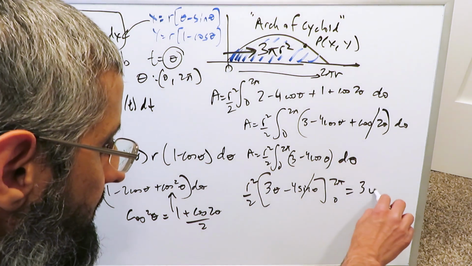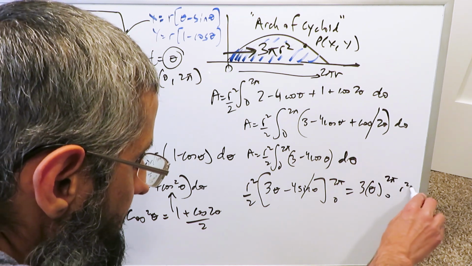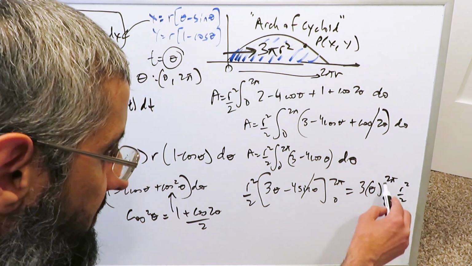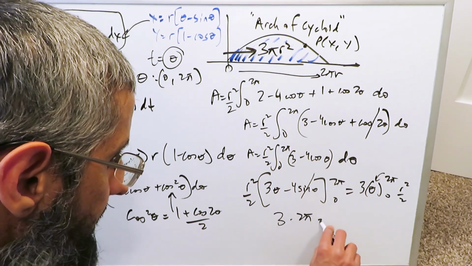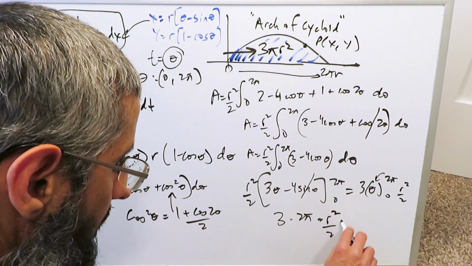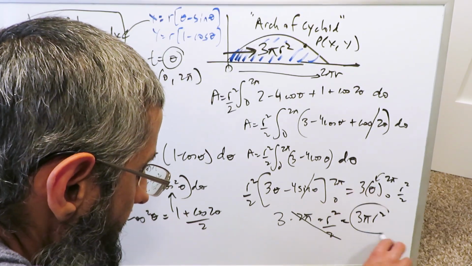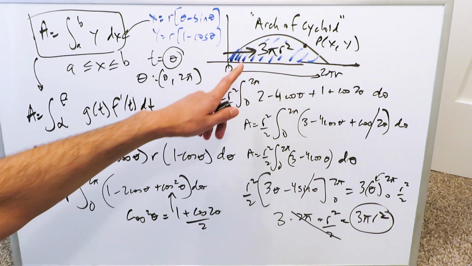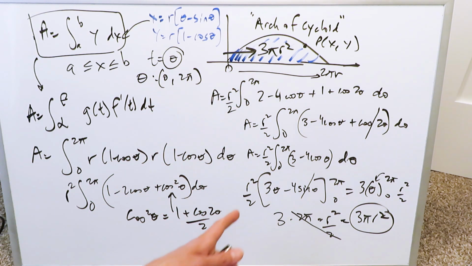All that remains is a 3 theta with a 2 pi, and then you have an r square over 2 sitting outside. The 0 is meaningless, you just put the 2 pi. You're having a 3 times a 2 pi times r square over 2. When you simplify all of this, you're having here a 3 pi r square, which confirms exactly what we wanted. The area under the arch of a cycloid is indeed shown to be 3 pi r square by means of the procedure that I've shown you.